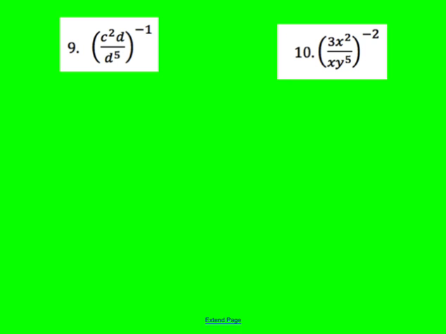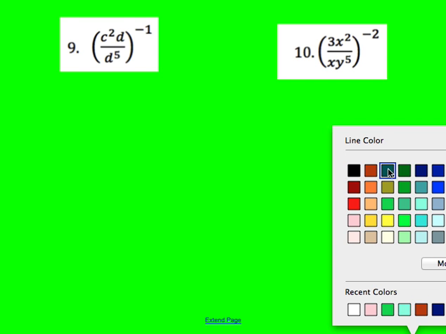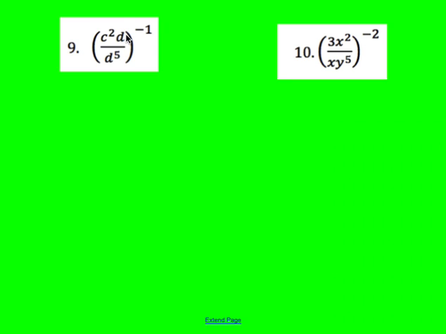If you ever have something in a parenthesis and it's raised to a negative power, that means you need to flip the fraction over. For this one, however, let's simplify inside first. We have d to the 1 divided by d to the 5. Well, that's going to end up being d to the fourth. My larger number of d's is on the bottom, so I'm going to put my d to the fourth on the bottom of my fraction.